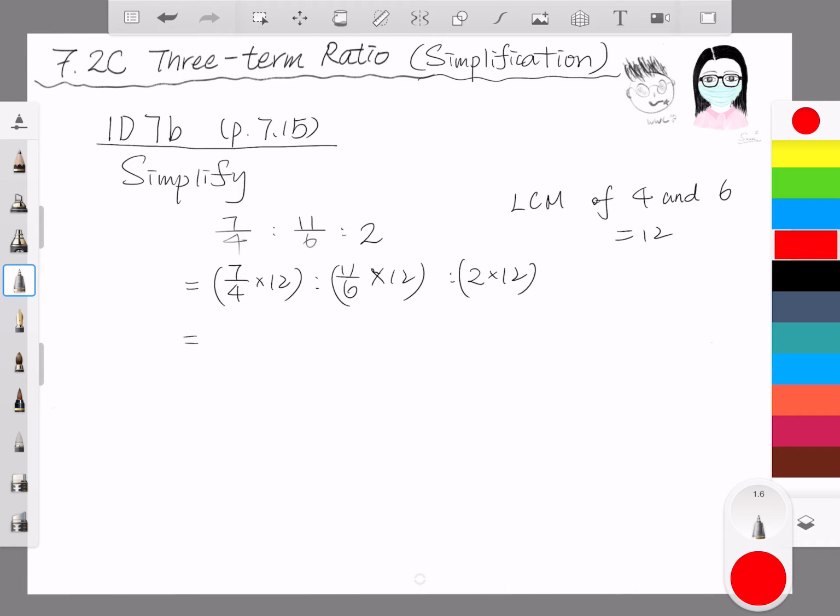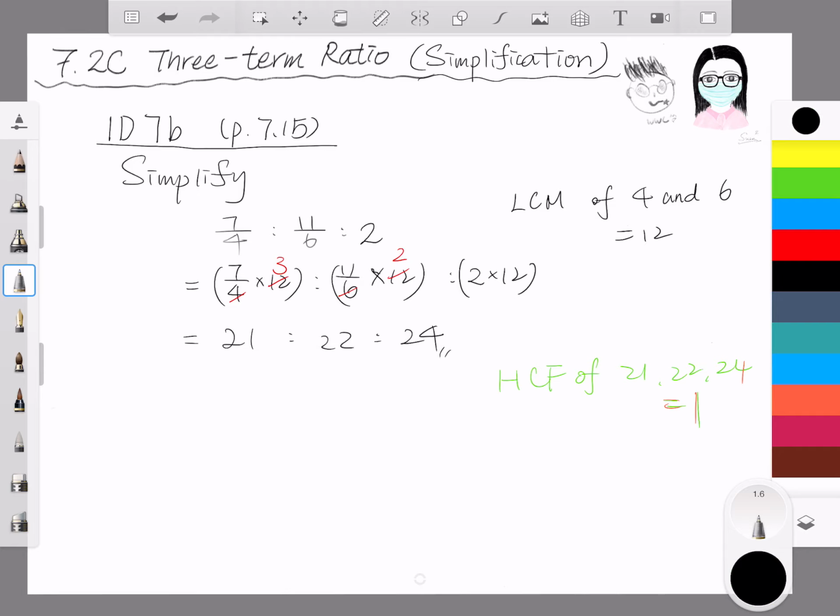You can see that for the first term, the denominator cancels and you get 21, which is an integer. For the second term, cancel the denominator and you get 22, which is an integer also. And the final one, 24. Now all three terms are integers. If you multiply the LCM of 4 and 6 to them, the resulting three terms are 21, 22, and 24, and the HCF of them is 1. I'm sorry, it's 1. So this is the final answer.